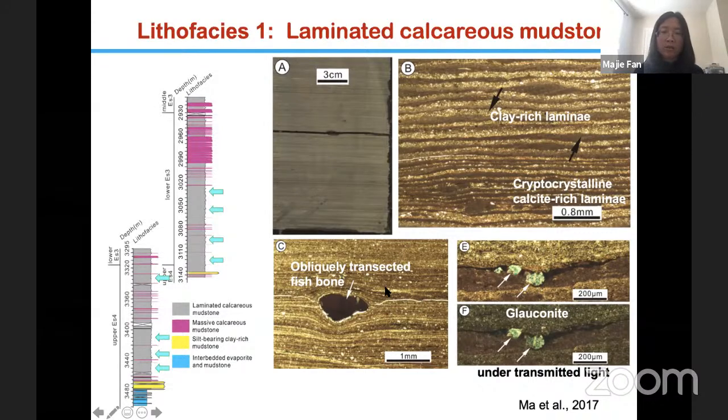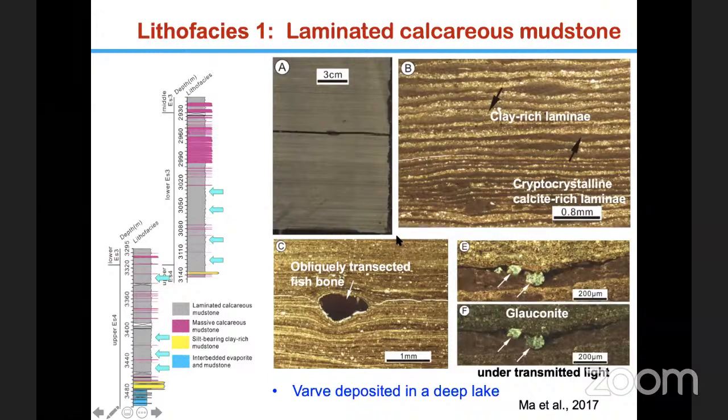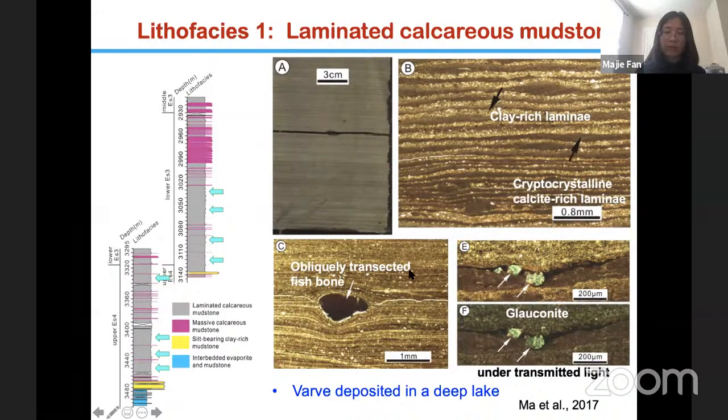So taking all this together, we think that the laminated calcareous mudstone was deposited in the deep lake, where the water energy is low and the depositional environment is pretty quiet. So this fishbone even did not interrupt the lamina.